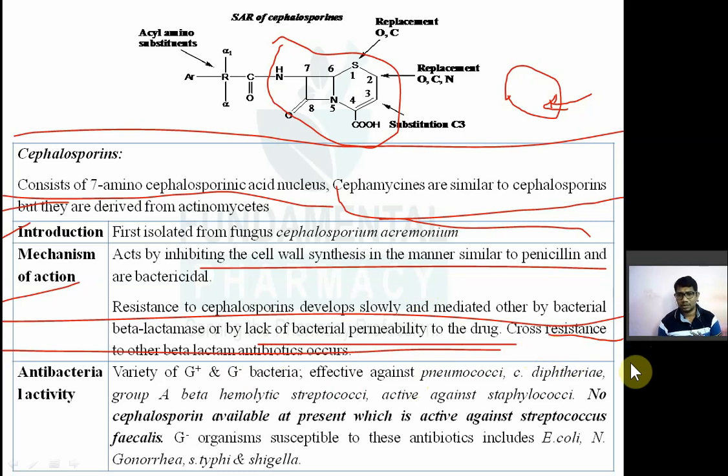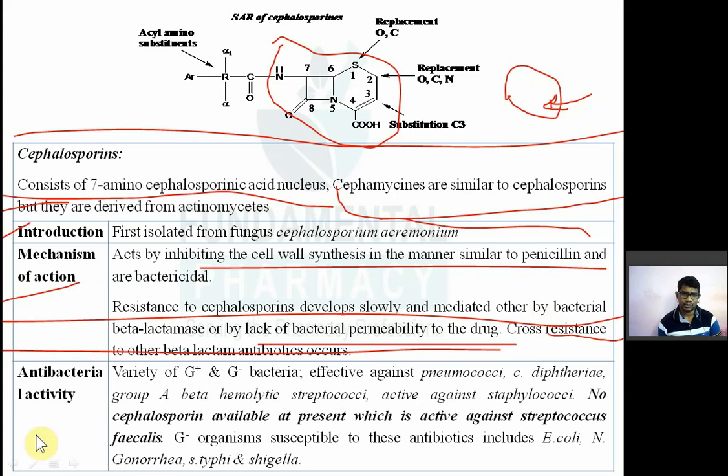So if you are resistant to penicillins or to cephalosporins, that means you are resistant to all beta-lactam antibiotics. What does cross resistance mean? The structure of penicillin is different, but if you are resistant to penicillin and you use cephalosporin and get no effect, that means penicillin and cephalosporins have cross resistance to each other. If you are resistant to cephalosporin, penicillins will also not be effective in your infection. That is cross resistance.